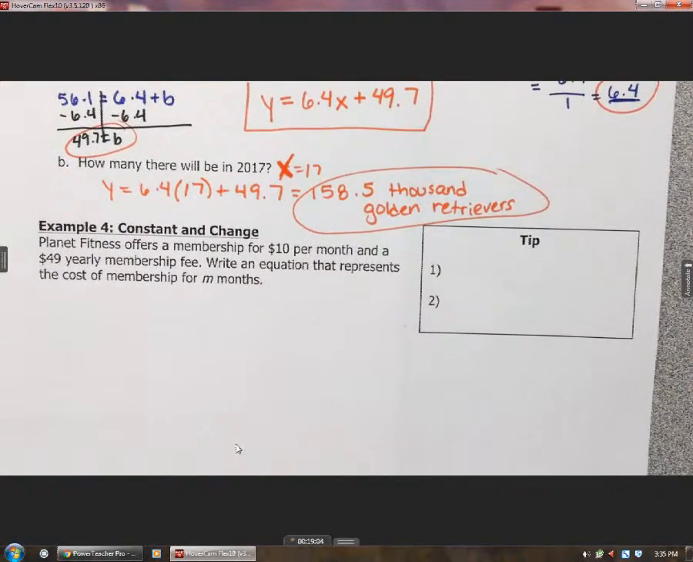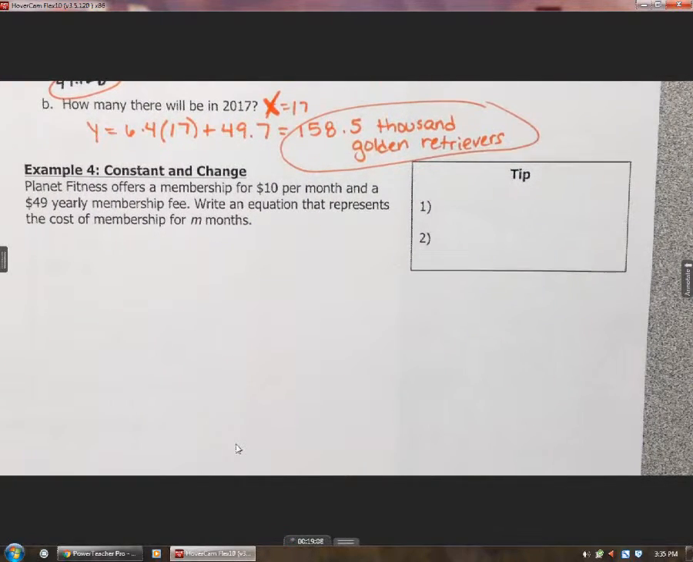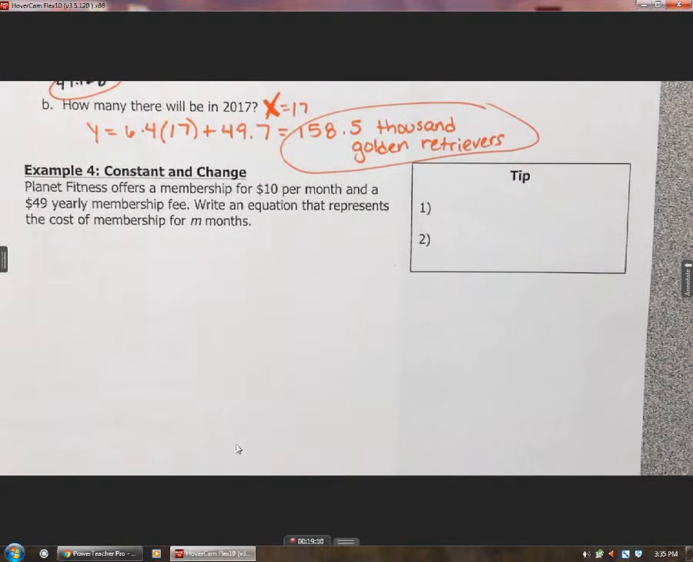Last example, then we're done. You guys are doing great. Hang in there. Well, actually, I don't know if you're doing great. I guess your sub will tell me.